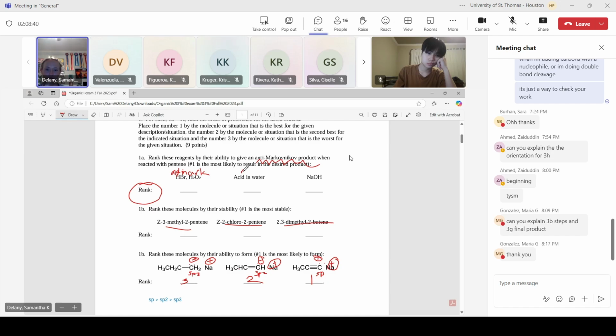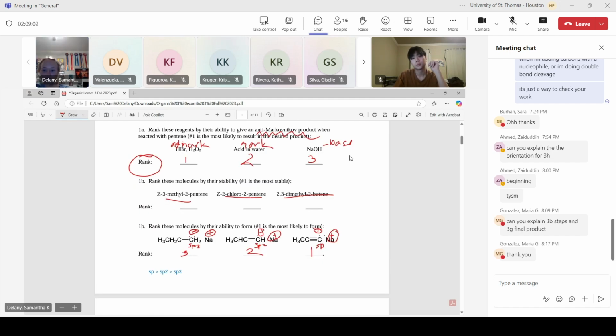This one gives you Markovnikov. And then this one's a base. It could act as a nucleophile, but even so, it's pretty obvious. This is number 1. This is pretty obviously number 2. Regardless, that leaves this one as number 3 in last place.